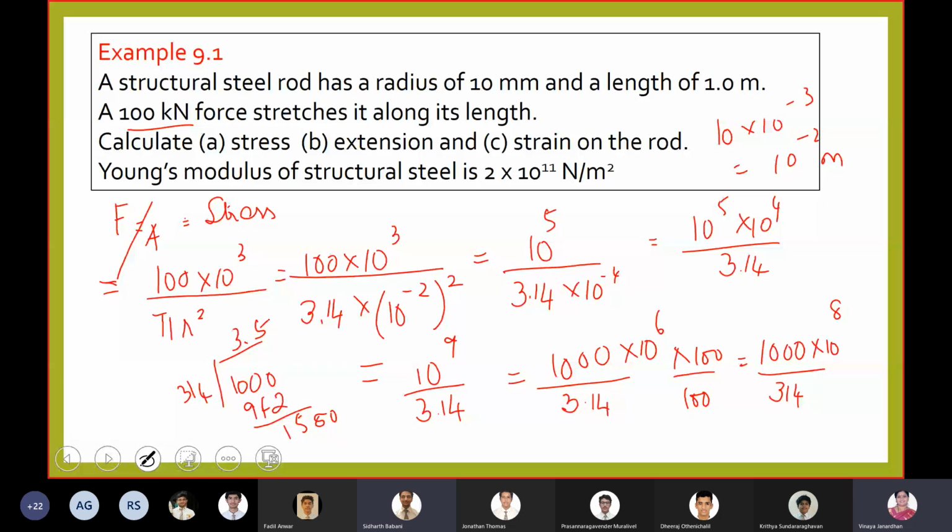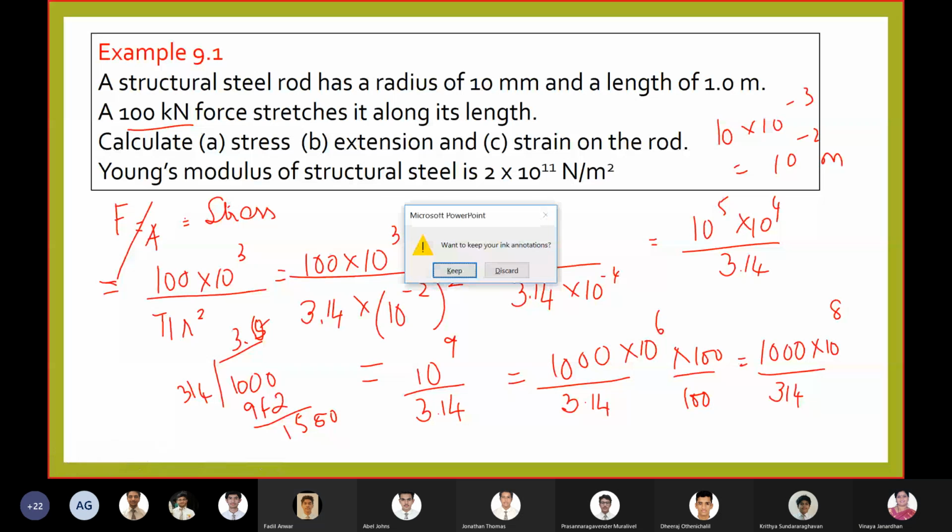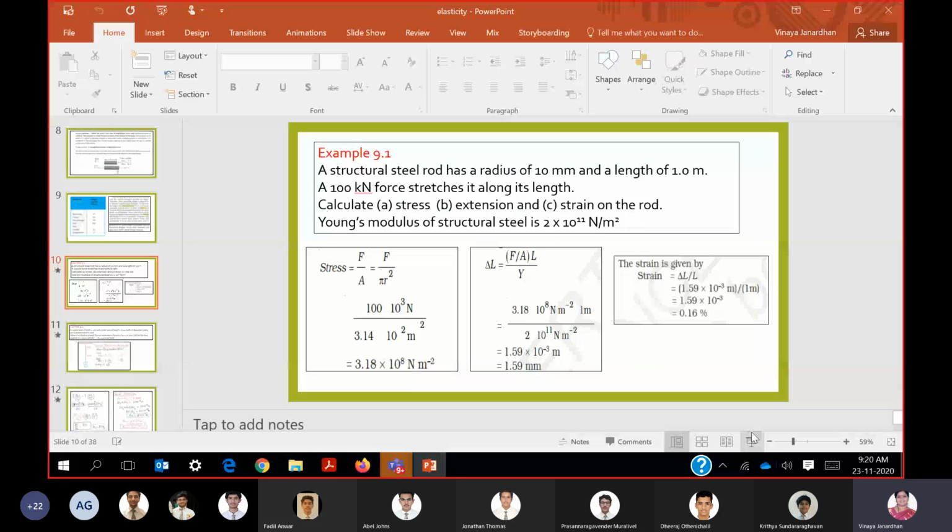Just check with your answer. Yes, boys? I'm getting 3.18. Okay. Yes, ma'am. Is that 3, point 3.185?